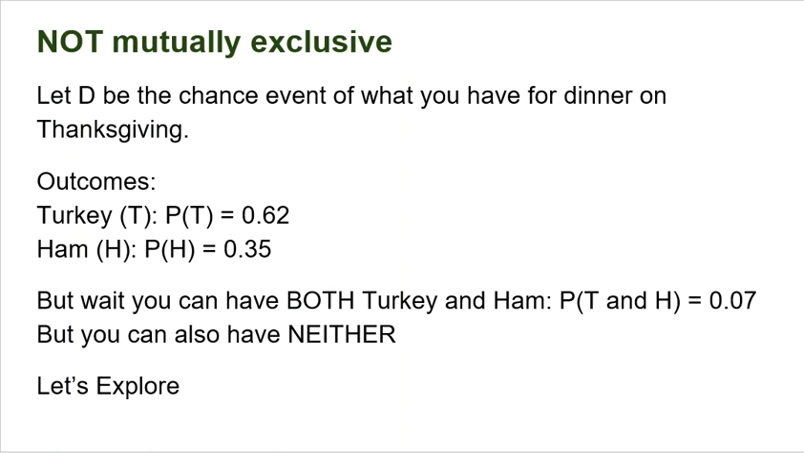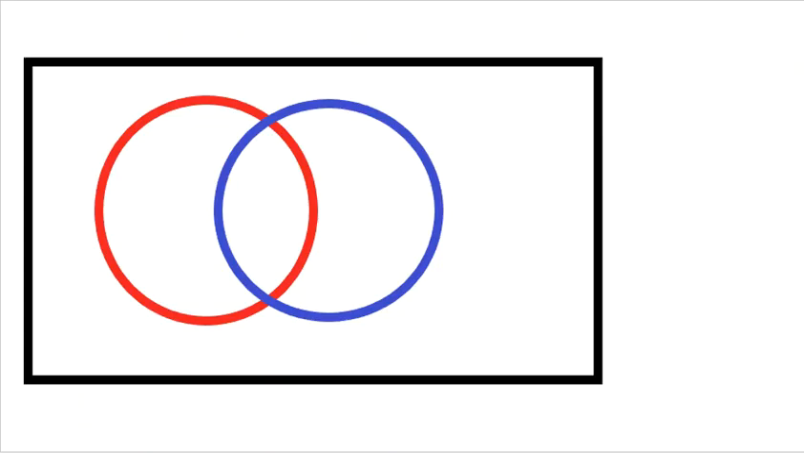Now, one great way to explore mutually exclusive events or non-mutually exclusive events would be with what's called a Venn diagram. A Venn diagram is a box. So the box, the black box, represents your sample space, everything that can happen. And in that sample space are your possible outcomes. So let's let the red circle be those that have turkey on their table for Thanksgiving, and the blue circle be ham. Now, notice how these two circles are overlapping. That's because we were told that 7% of families have both. So that's the overlap, right? Those are the families that have both turkey and ham on their dinner table at the same time.